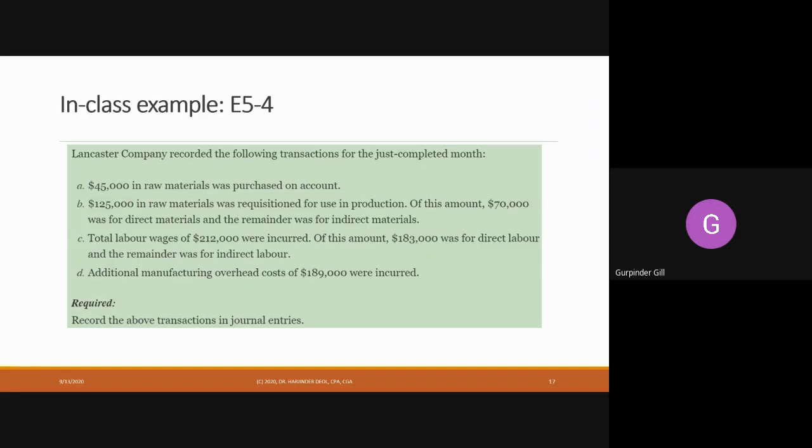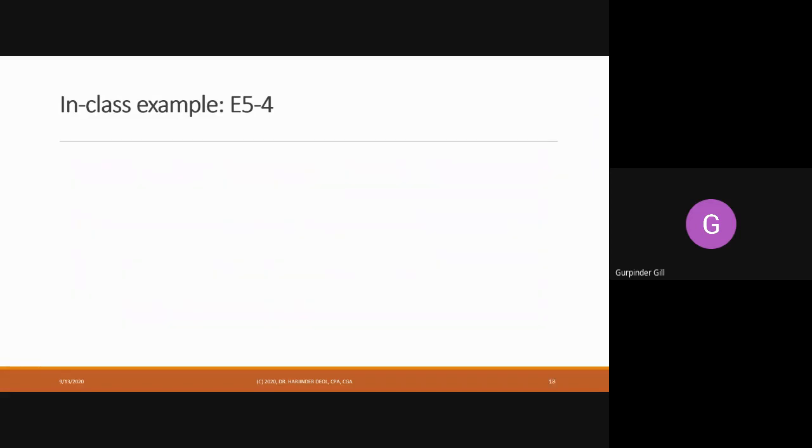C, total labor wages of $212,000 were incurred. Of this amount, $183,000 was for direct labor and the remainder was for indirect labor. D, additional manufacturing overhead costs of $189,000 were incurred. We are recording these transactions in journal entries. So let's get to that.